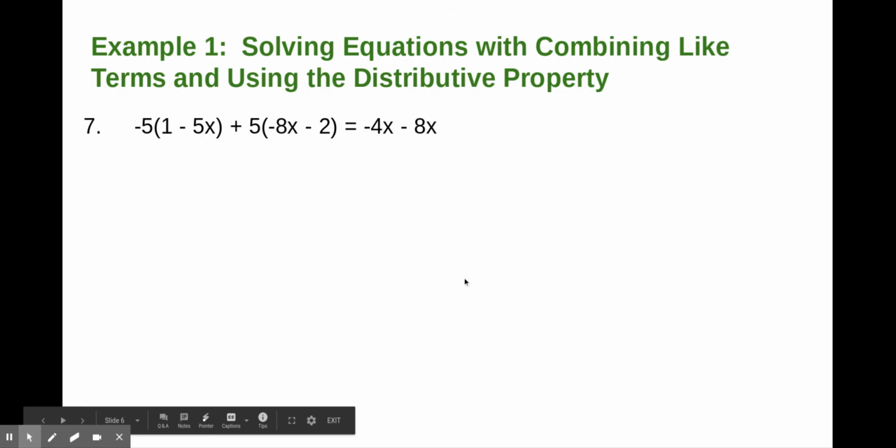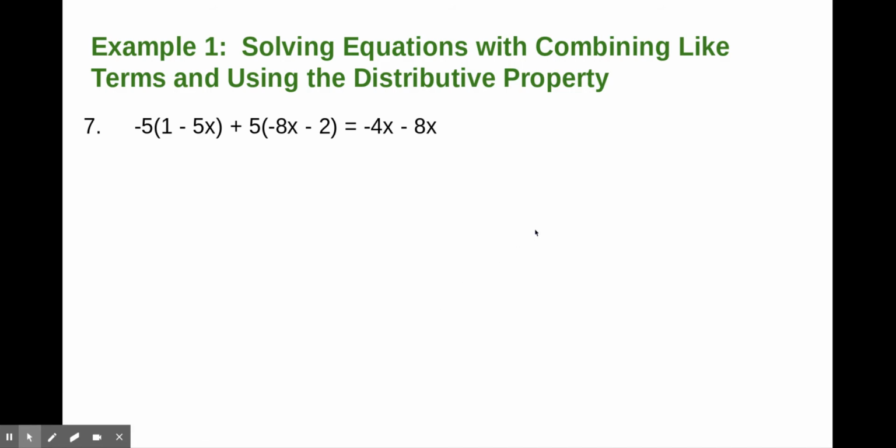All right, I have one all by itself on a slide here. So if you look on my left side, put your line going down. On my left side here, I have negative 5 times 1 minus 5x plus 5 parentheses, negative 8x minus 2 equals negative 4x minus 8x. A lot going on here. Take a look at your left side. What should we do first?